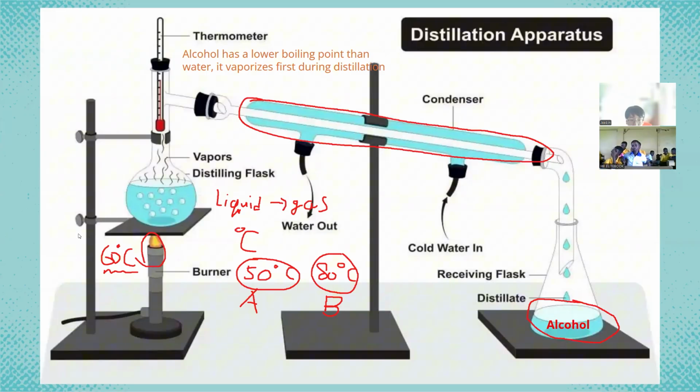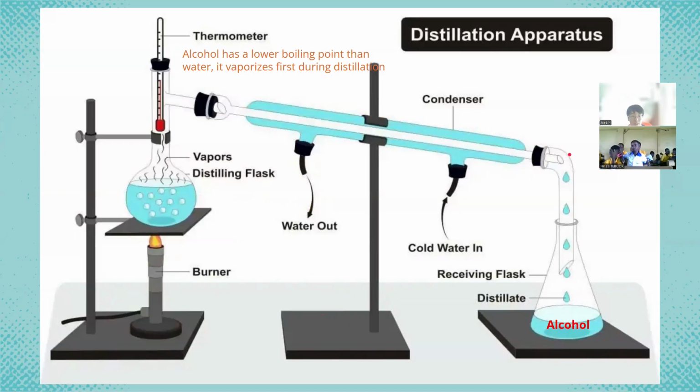I will explain it a little more on the next slide, but this is the general distillation apparatus. This is the structure of how it works. We have a burner, we have a flask on the left containing the mixture, a thermometer to check the temperature, a condenser to change the gas back into liquid, and then another flask on the right to gather that liquid.